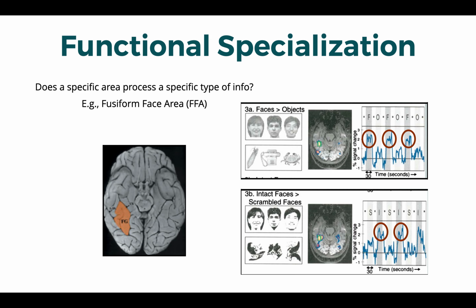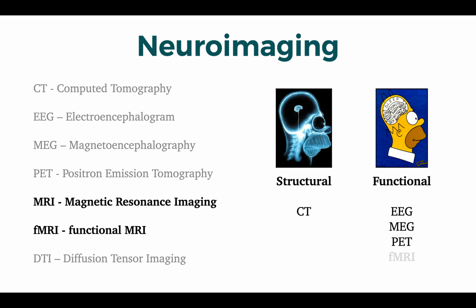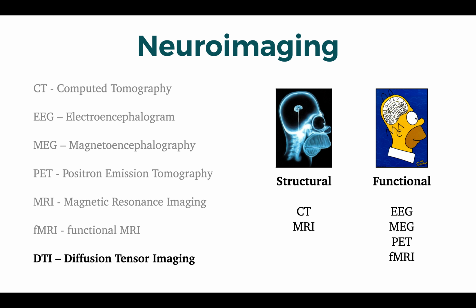So these are the kinds of things that functional imaging can really tell us. Functional imaging, fMRI is definitely functional, and MRI itself is actually structural. You're not deducing function from an MRI image.